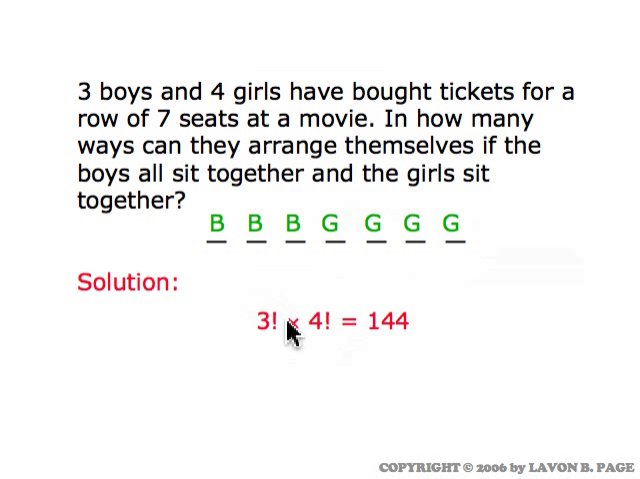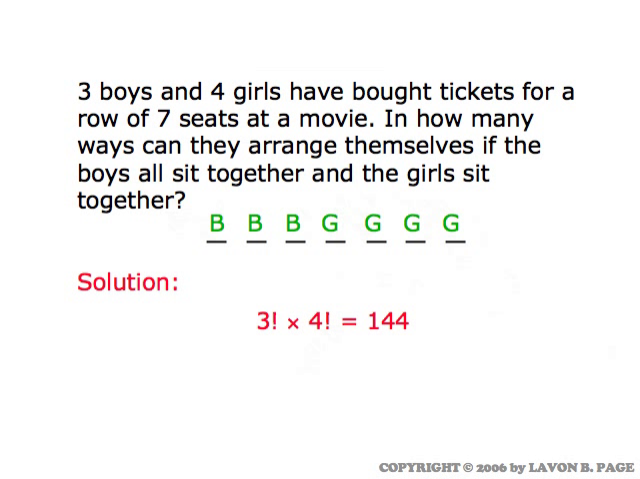So I count the number of ways of putting the boys in their 3 seats, count the number of ways of putting the girls in their 4 seats, and then why do I multiply? It's just the multiplication principle, isn't it? If I'm going to count the number of ways of doing this kind of arrangement, I can do it by counting the number of ways to place the boys here, counting the number of ways to place the girls here, and then multiplying those 2 numbers. I get 144. So there's 144 ways to arrange the 7 kids so they look like this. Boys on the left, girls on the right.